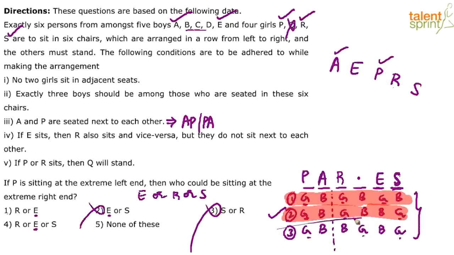Yeah, so we don't even have to go to case number 3. In case 1 and 2 itself, we have found that E can come or R can come or S can come in the last position. So R or E or S, option 4 would be the final answer. Right? R, E or S. All 3 are possible. So option 4 is the answer. I hope you have understood. I mean, we have to consider all the possibilities there. Right? Let's move to the next question.